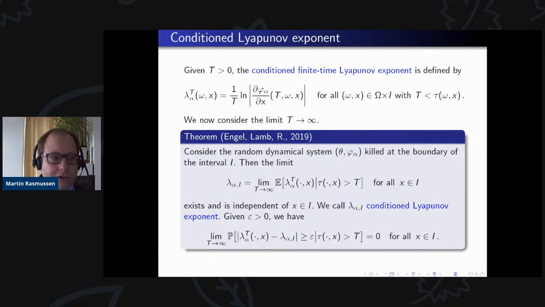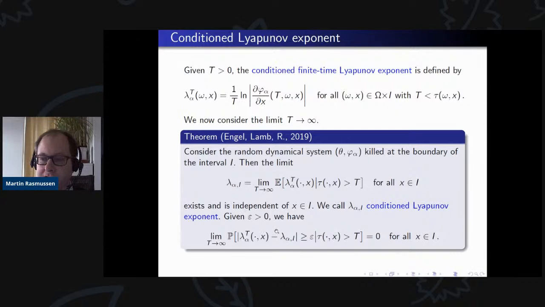And then a question to ask is, we look at this exponent here, and we look at the expectation of this exponent under the condition that we have not left this interval. So if we do this for fixed x, and then we take the limit t goes to infinity, we could prove that this converges, and this is what we call the conditioned Lyapunov exponent. But now the question is, do you get in this limit a distribution of exponents, or do you become narrower and narrower towards a singular exponent, which is what would be given by this conditioned Lyapunov exponent?